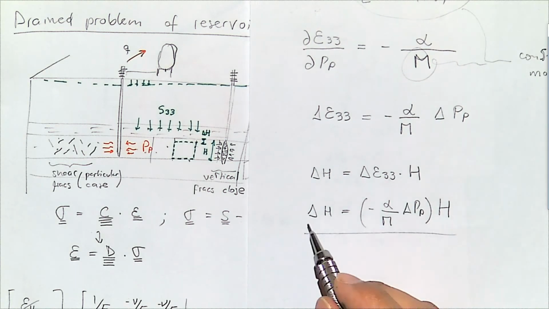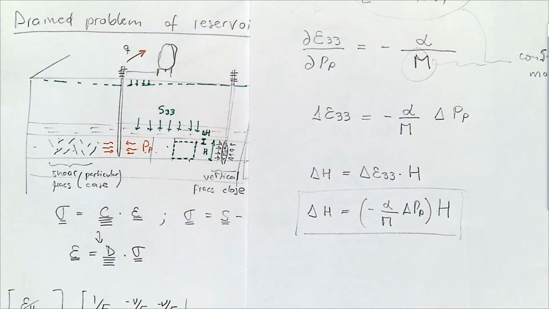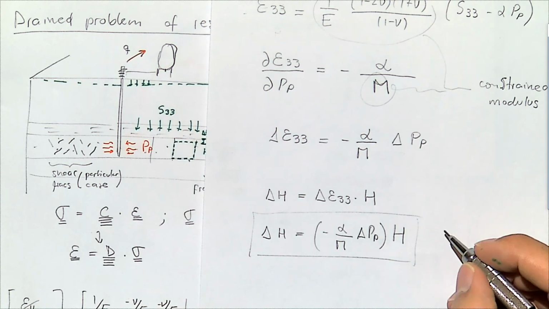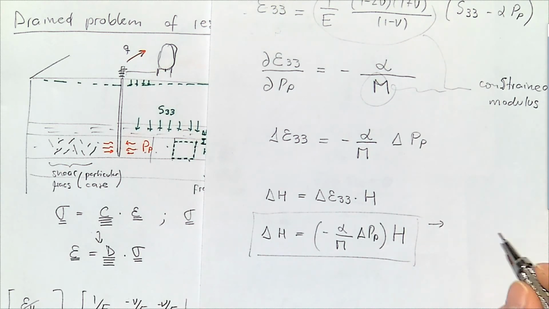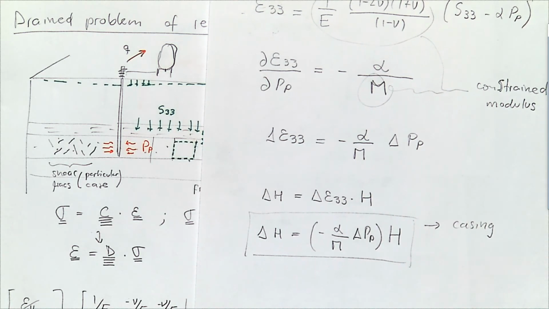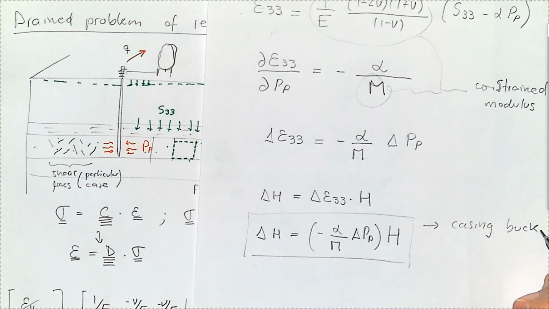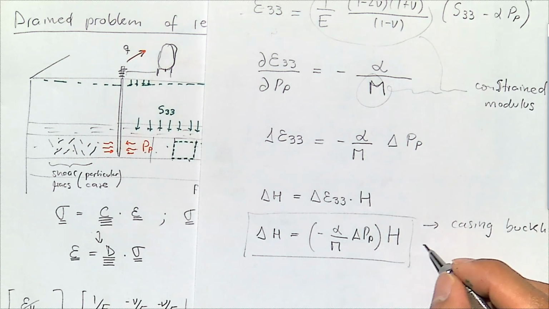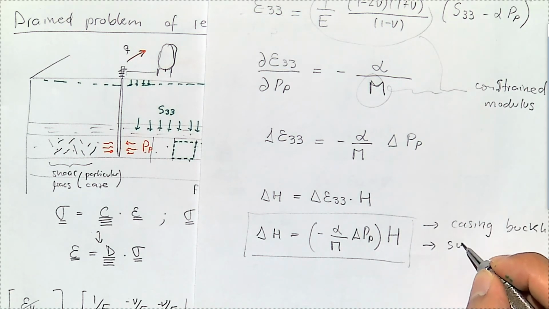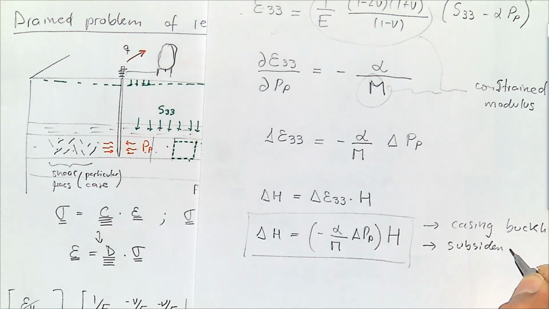And this is what will allow you to judge if, for example, you have problems of casing buckling. I'll tell you in a bit what that is. Subsidence could be buckling, could be shearing.